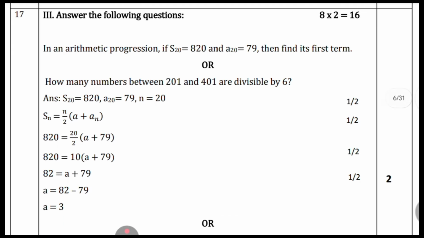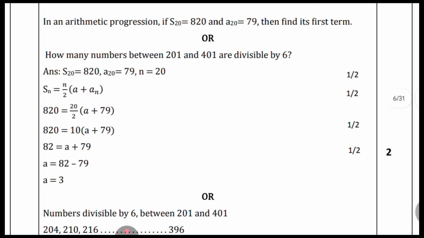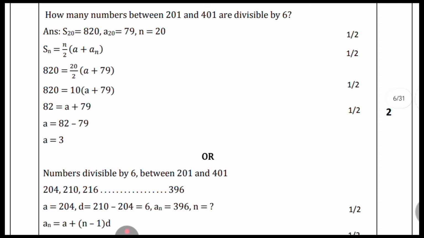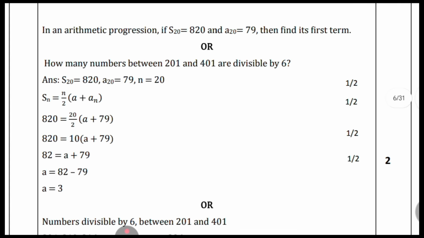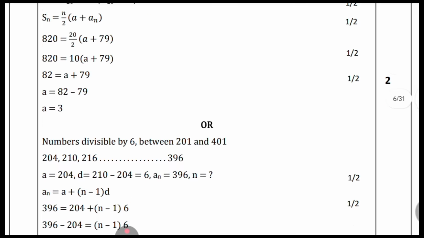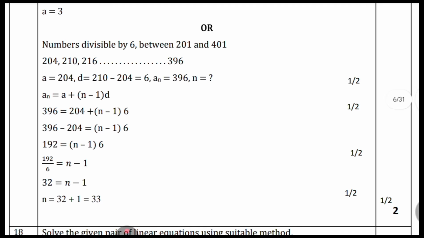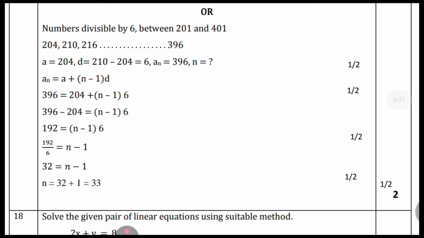In an arithmetic progression, if S20 is equal to 820 and A20 is equal to 79, then find its first term. Or, they have given an option here: how many numbers between 201 and 401 are divisible by 6. So the answer for the first question starts from here: Sn is equal to n by 2 into a plus a of n. And for the or option, the answer starts from here, numbers divisible by 6 between 201 and 401.